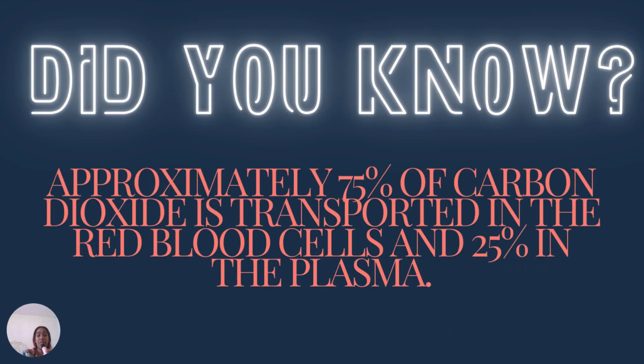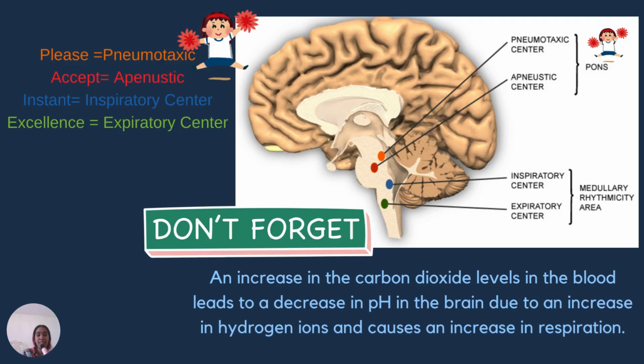Did you know that approximately 75% of carbon dioxide is transported in the red blood cells and 25% in the plasma? So know how carbon dioxide is mainly transported. And bonus, if you can tell me what form it is in. That's a little homework. I can't give you everything for free.